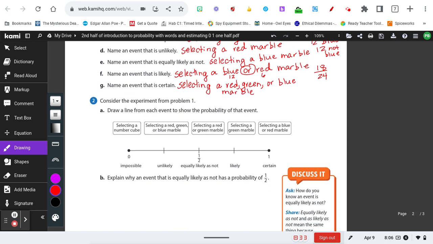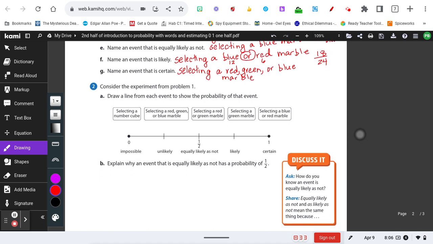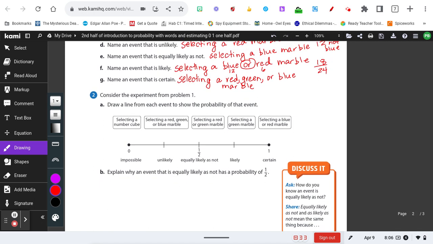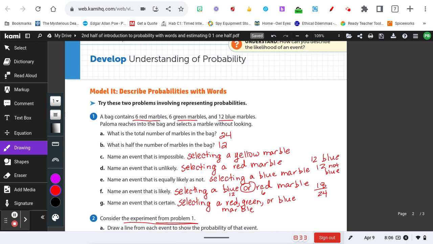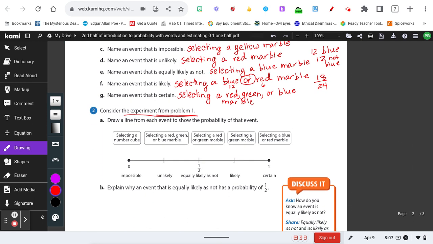All right, let's look at 2A. Draw a line from each event to show the probability of that event. It says consider the experiment in problem 1. Well, problem 1 had 6 red marbles, 6 green marbles, and 12 blue marbles. So I'm going to write these down here so I don't have to keep looking back up there. I had 6 green marbles, 6 red marbles, and 12 blue marbles.